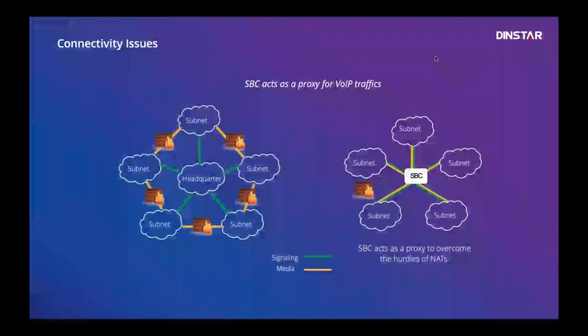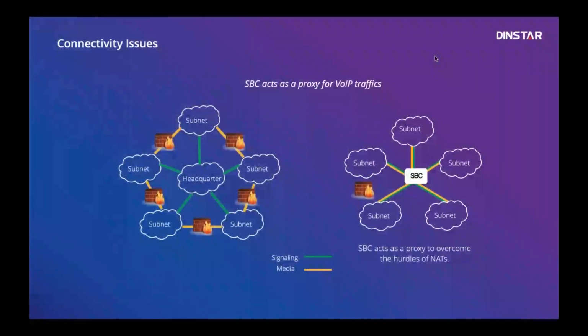Moreover, SBC acts as a proxy for VoIP traffic to overcome the hurdles of NAT. So there won't be complex networking like the topology on the left you can see on the screen. While you are making calls between two branches, signaling has to go through the headquarters, but media has to pass through the firewall between two subnets. So you need to create lots of routing rules between these subnets, which makes the networking more complicated.